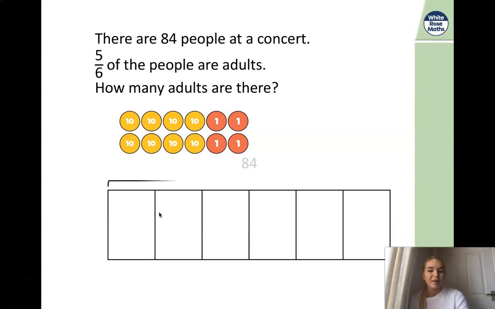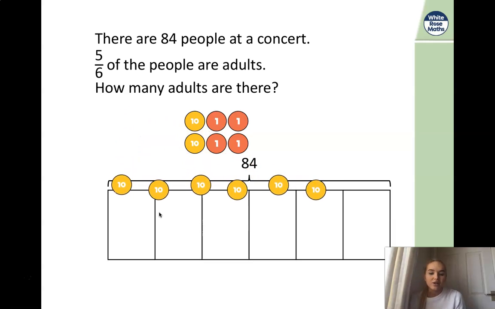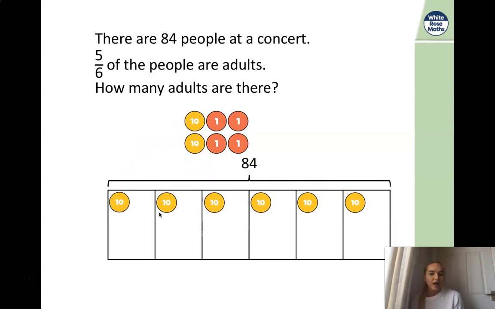Now I can start by thinking, well, my whole number is 84, and then I can use my 10s to put 1 10 in each of the parts. And I'm left with 2 10s. Am I going to use these 2 10s and put 1 10 in each of the boxes? No, I'm not, am I? What am I going to do?